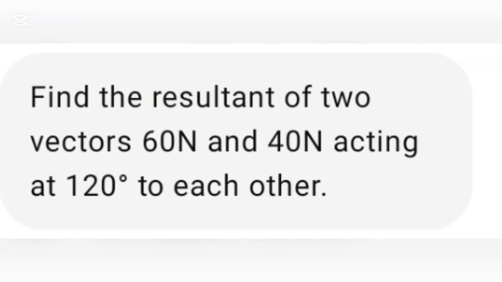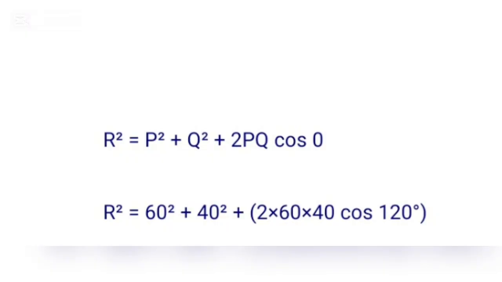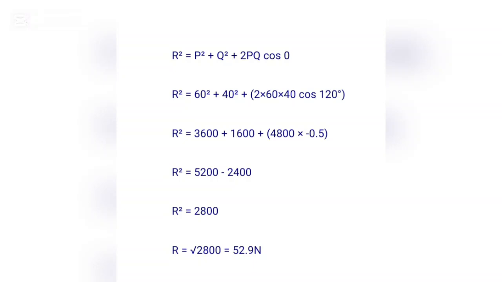Example 2. Find the resultant of two forces of 60 Newton and 40 Newton acting at 120 degrees to each other. We apply our formula R square is equal to P square plus Q square plus 2PQ cos theta. By the time we substitute our values, R square will give us 60 square plus 40 square plus 2 times 60 times 40 times cos 120.